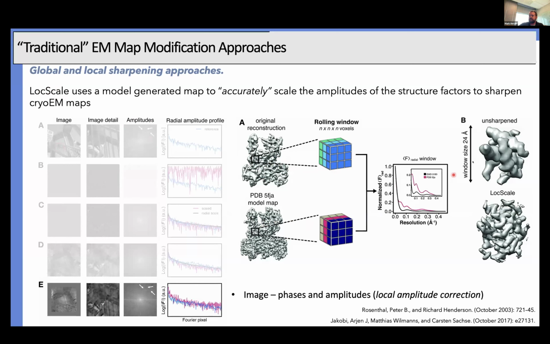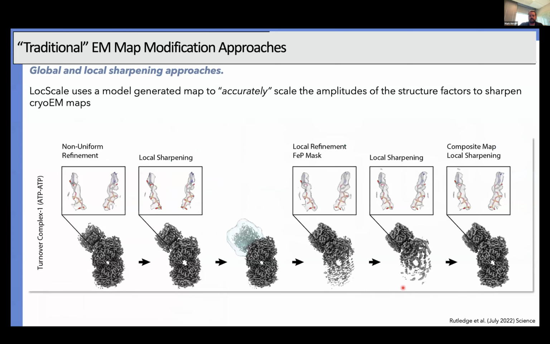And so what you can see is if you take this unsharpened volume and you apply this local scaling, the information content increases substantially. You can start to see sidechain information where you couldn't, and you can also begin to build the backbone much better than previously. And so this idea of local amplitude correction or local scaling is the foundation of what some of these map modifiers do beyond just global B factor sharpening.